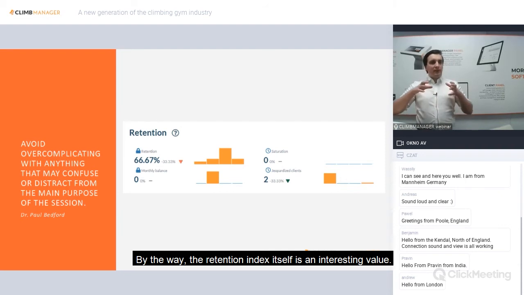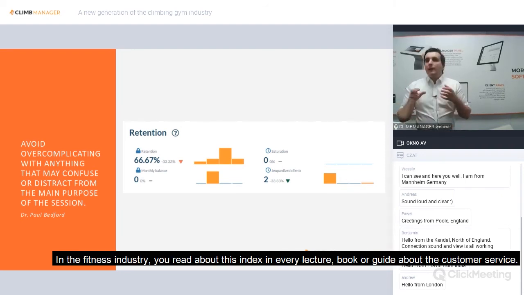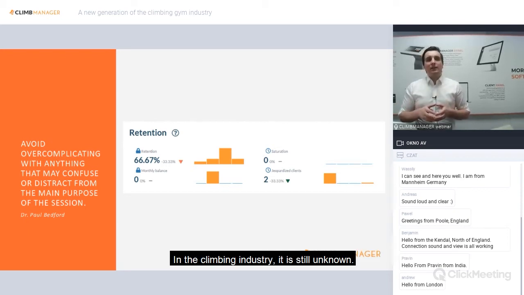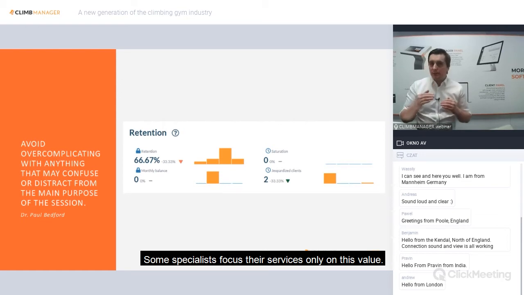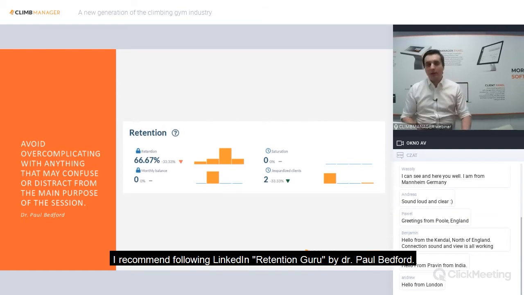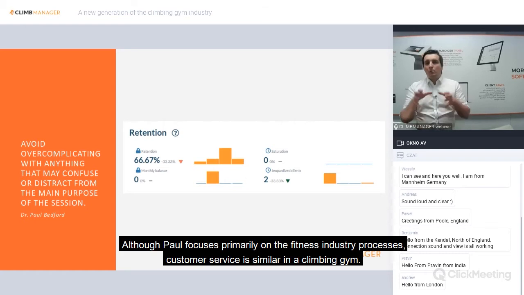By the way, the retention index itself is a very interesting value. In the fitness industry, you will hear about this index in every lecture, every book or guide about customer service. And in the climbing industry, we notice that this KPI is still unknown. There are specialists who focus their services only on this value. I recommend on LinkedIn, there is a quote in this slide, Dr. Paul Bedford, who named himself the retention guru. Although Paul focused primarily on the processes of the fitness industry, customer service itself is similar at the climbing reception and at the fitness receptions.